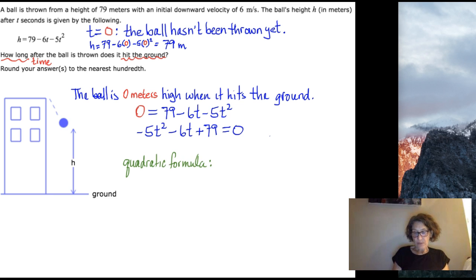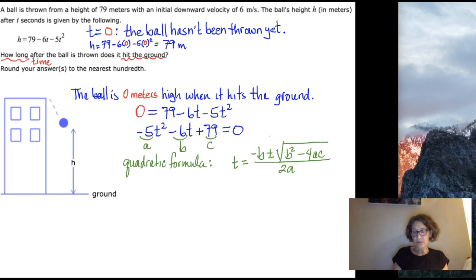Okay, so the quadratic formula says once you have it in standard form, then your variable t will be negative b plus or minus the square root of b squared minus 4 times a times c all over 2a. So what are a, b, and c? Putting it in standard form is really important for finding a, b, and c. A, b, and c are the 3 coefficients in your polynomial going from left to right. So negative 5 is a, negative 6 is b, and positive 79 is c in this particular equation.